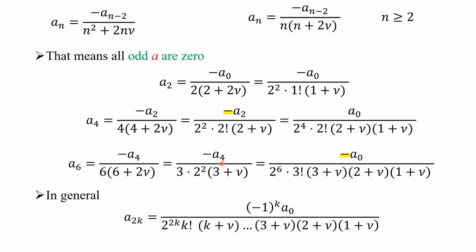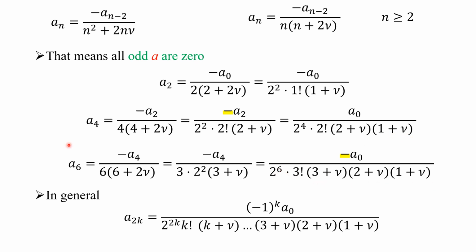Here is A4. I know the value of A4. A4 is this one. Just to replace, then this will become here minus A4. So this will become one negative sign, minus a naught divided by 3 into 2 factorial. Remember that 3 into 2 factorial is 3 factorial. Here you have 2 power 2, here 2 power 4, which will become 2 power 6. Then here 3 plus ν, already there is 2 plus ν into 1 plus ν.